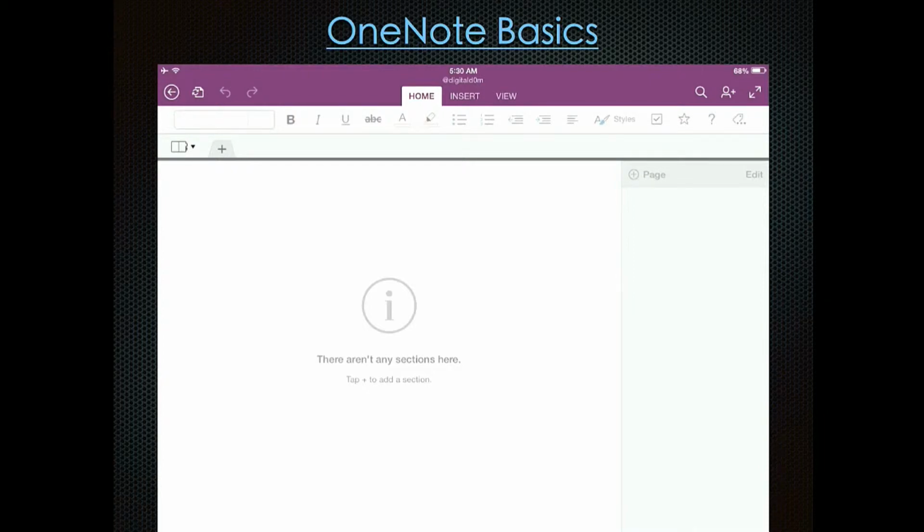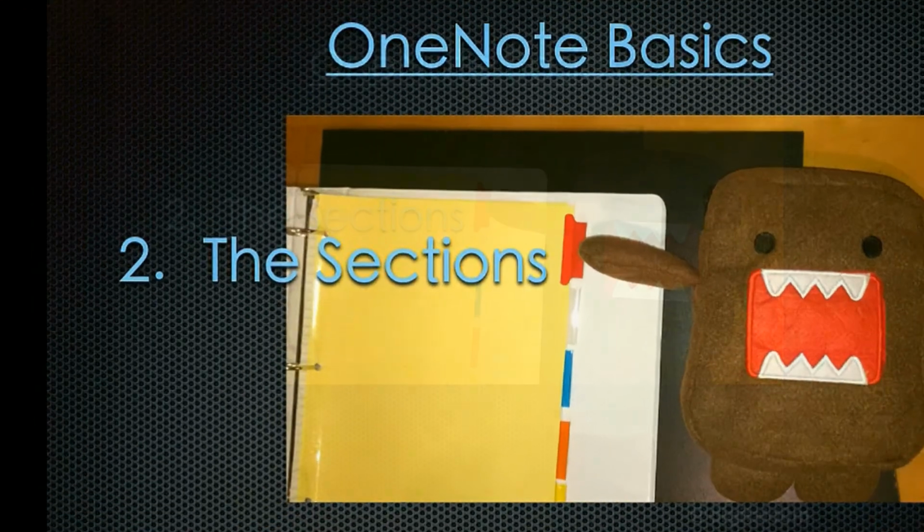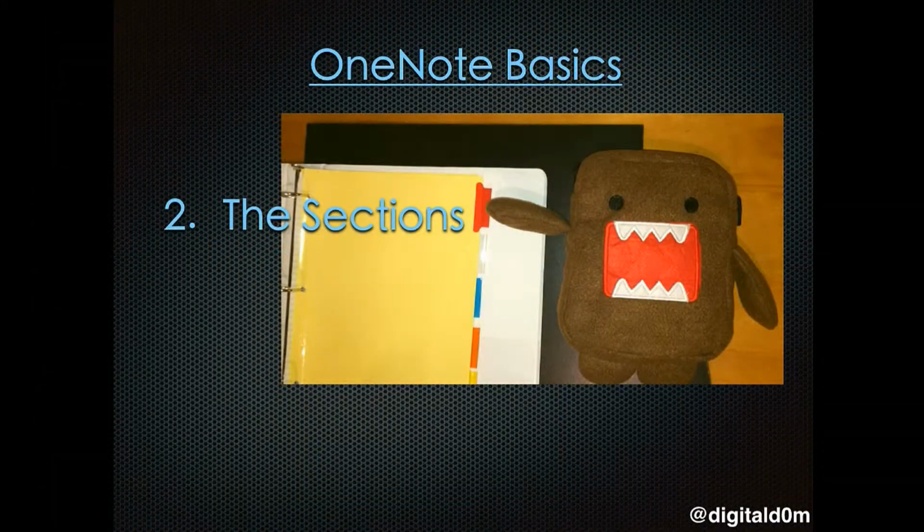You can hop into that notebook and you'll have a blank page because now you need to create all your sections and your pages. The sections are basically the tabs within that notebook. You can name them whatever you want. It's really easy. Let me show you how to do it in this next part.